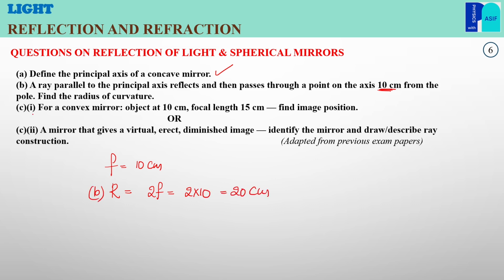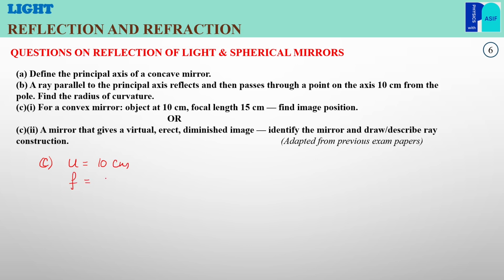Now for the third part of the question. For a convex mirror, the object is at 10 centimeter and the focal length is 15 centimeter. Find the image position. That means we need to find the image distance. The object distance u = 10 centimeter, the focal length f = 15 centimeter, and we need to find the image distance v. Here it is a convex mirror. Therefore, in the case of a convex mirror, the object distance is negative and the focal length is positive.